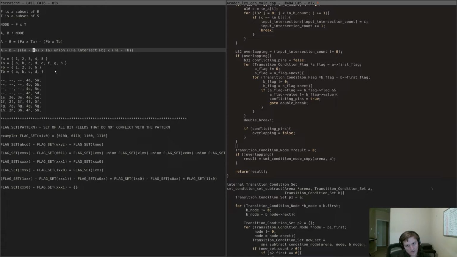But if the input characters do not overlap, does that necessarily mean... So this would become FA, and this would become empty set. Right, so if this and this have no intersection, then we just need FA x TA, right? So that's the first case. The intersection of the letters is empty.